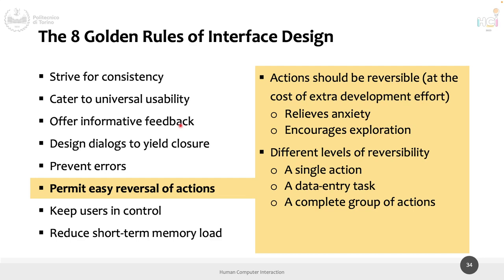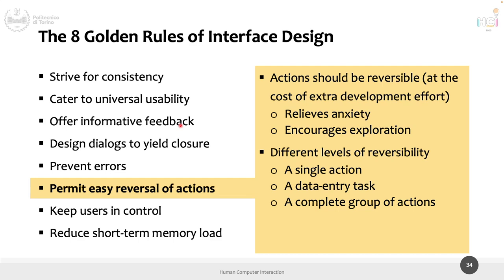In some cases, a word processor, an Office platform, or a software like Photoshop is well done. In other systems it is still missing. How do you go back when you send an email? You typically cannot, only send, right? Or if you send a message on WhatsApp or Telegram, you can delete it, right? But still, it's not really a reverse. It's like deleting and rewriting.